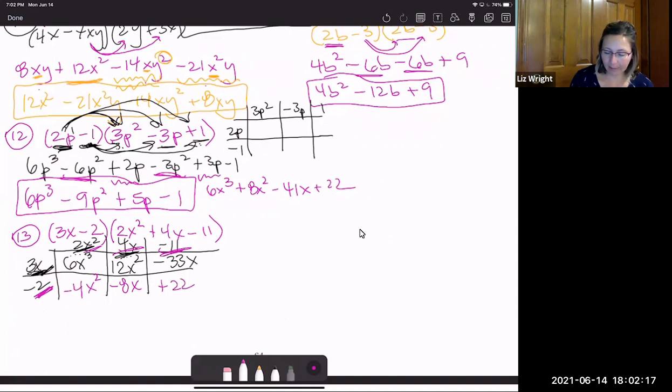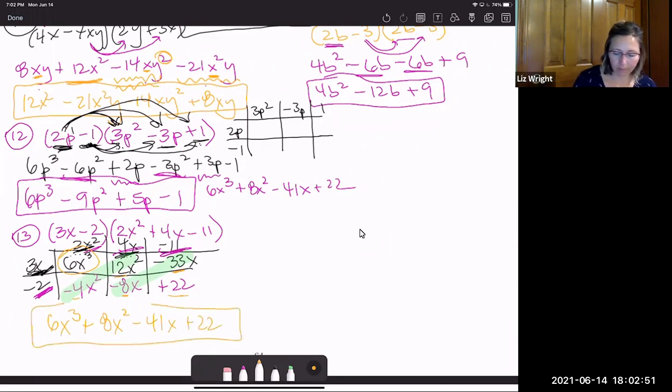And again, typically, not always though, along the diagonals is going to be what you can combine because of like terms. And that's true of this one as well. So we've got the 6x cubed by itself. Then I've got a -4 plus a 12, which is going to give me an 8x squared. Then I've got a -8 and a -33, which should give me a -41x. And then finally, you are writing off your +22 at the end. And then you need to circle or box up your answer, because that's it.